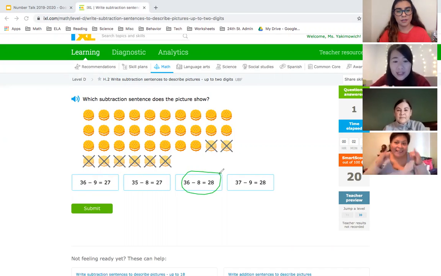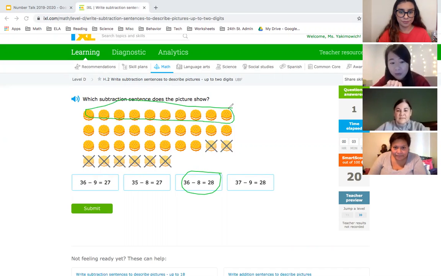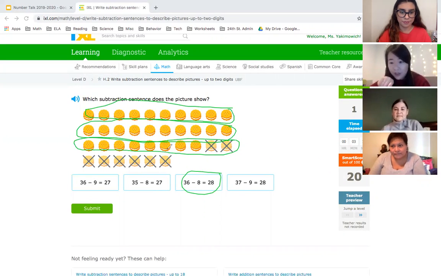Well, first I decided to count the total number of cookies. I think they're cookies. And so I counted it by row. So I had 10, 20, 30. And then I counted the leftovers in the last row, which I had 31, 32, 33, 34, 35, 36. And so I knew that it was either going to be the first equation or the third equation.